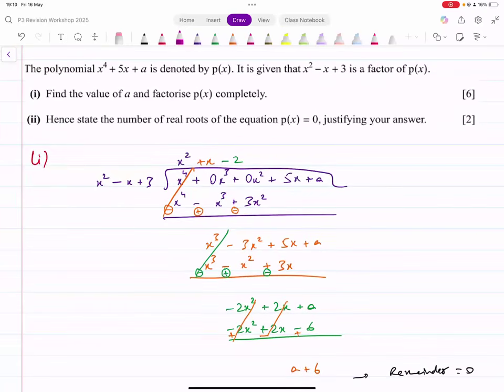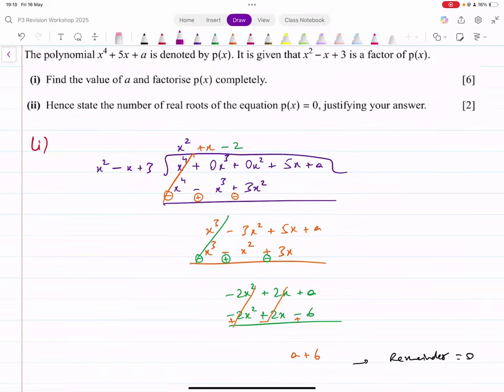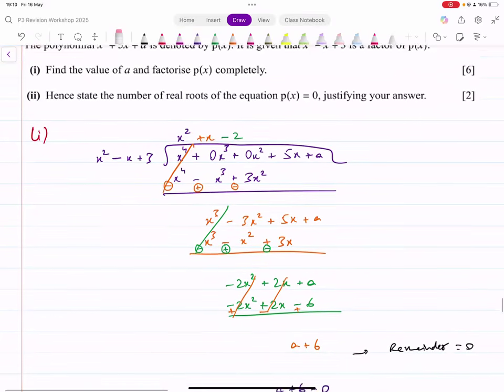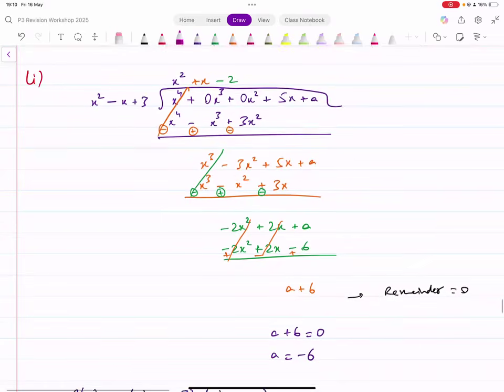So x power 4 plus 5x plus a. Now you see the x cubed term is missing, x squared term is missing. We write zeros for both of them here when we divide this. We do this whole long division process. At the end, the remainder turns out to be a plus 6. And we say this should equal 0. So the value of a that we get from that is equal to minus 6.